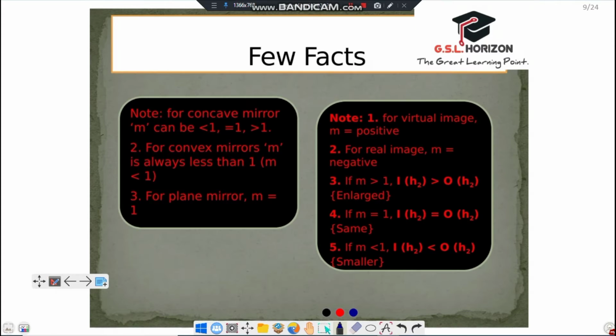Okay guys, come to the next one and see some new facts. We should always know that in a concave mirror, m can be less than 1, equal to 1, or greater than 1. For convex mirrors, m is always less than 1. Right?